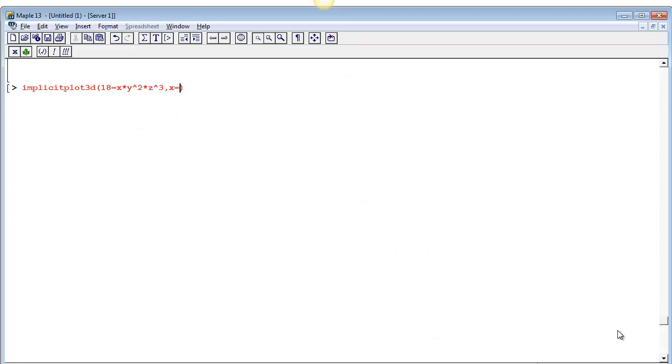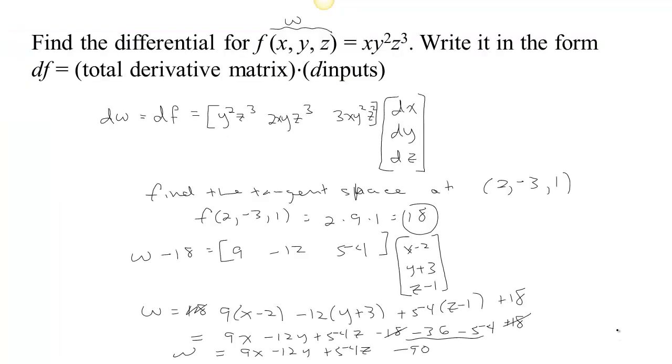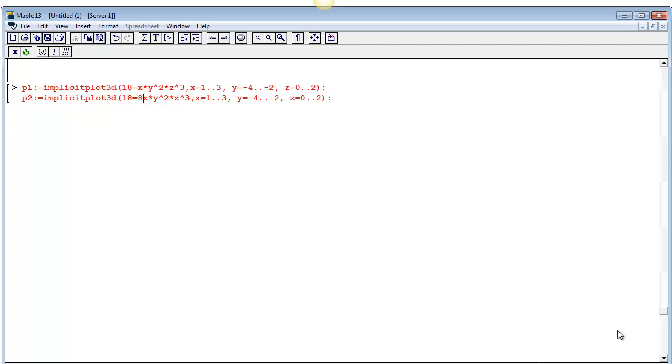So let's let x equal 1 to 3, and y equal -4 to -2, so that contains -3. And z equals 1, so let's do z equals 0 to 2, which would be a nice interval containing that. I'll call that my first plot, so that's P1. And I also want to plot the level set for the linearization, or the tangent space, in that same region. But the linearization is, if w is 18, we have 9x minus 12y plus 54z.